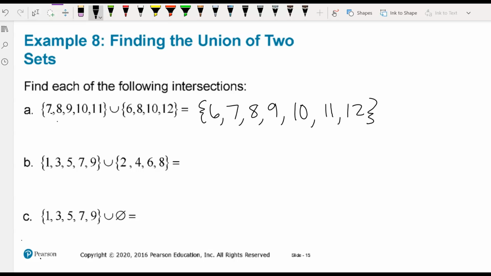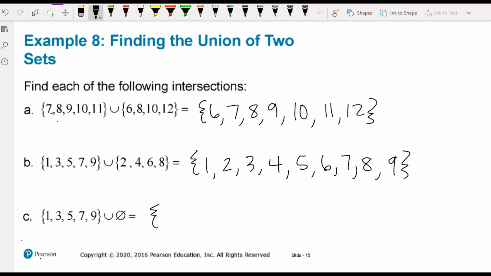All right, same for the next one. So 1, 2, 3, 4, 5, 6, 7, 8, and 9. And usually you want to go in order and have them in order for your answers. All right, and then C. We have the numbers and the union with an empty set. Well, the empty set doesn't have anything, so we're just going to include that first set. And that would be your answer.